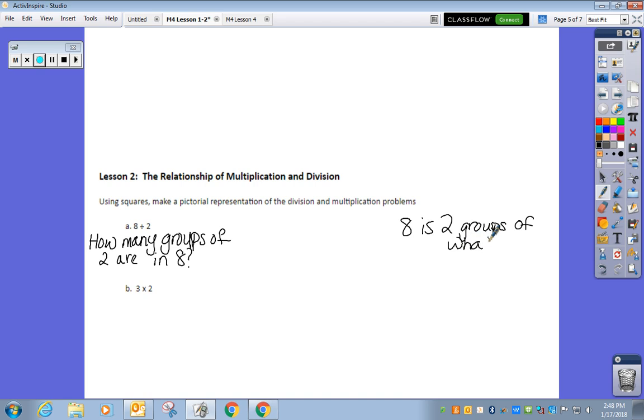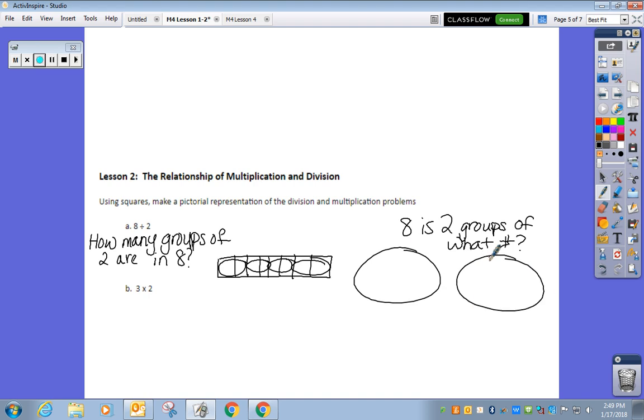So this is just a little review here. If we're doing how many groups of 2 are in 8, I can draw 8 and circle groups of 2. 1 group, 2 groups, 3 groups, 4 groups, to see that 8 divided by 2 is equal to 4. If I'm doing 8 is 2 groups of what number, I would start with 2 groups and dole out the 8. So 1 here, 1 here. So that's 2, 3, 4, 5, 6, 7, 8, and see that there's 4 in each group. So 2 different ways to look at that division problem.